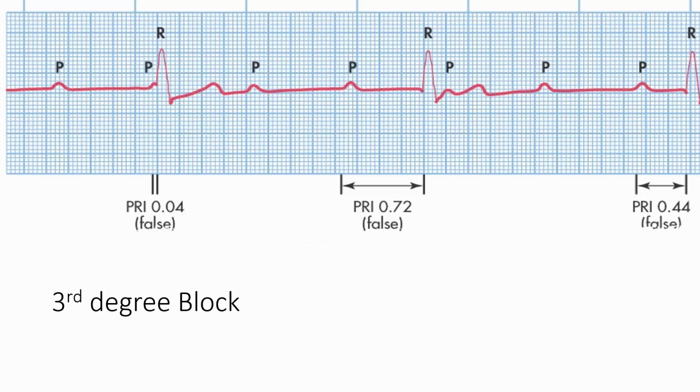So I always like to tell people a neat way to remember third-degree block. If your P's and Q's don't agree, then you have third degree, okay? So I'm going to show you some examples of that.